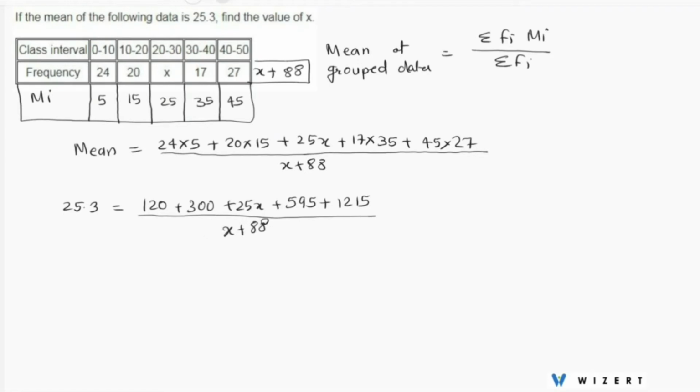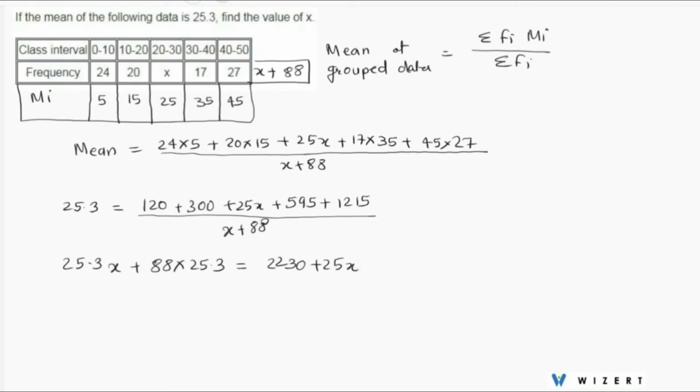Now to get the value of x, we'll simply need to cross multiply. So 25.3 times (x plus 88) equals the summation of all these. 120 plus 300 is 420, and 420 plus 1215 plus 595 gives 2230.